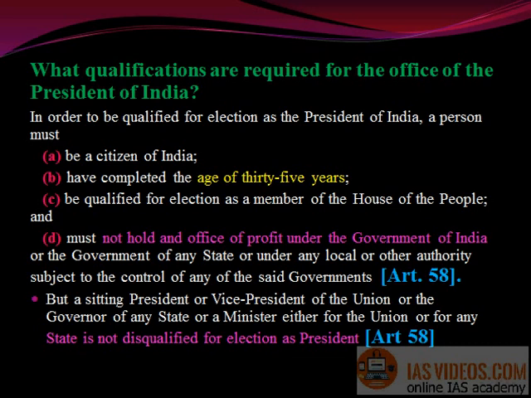Must not hold an office of profit under the Government of India or the government of any state, or under any local or other authority subject to the control of any of the said governments. Article 58. But a sitting President, or Vice President of the Union, or the Governor of any state, or a Minister either for the Union, or for any state is not disqualified for election as President.